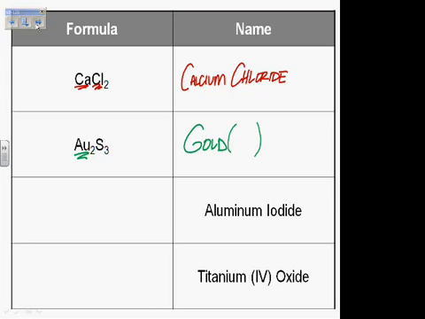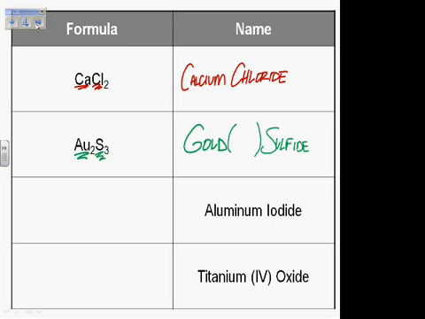Then let's go back and name the anion. We have sulfur. Sulfur, when it changes to an ion, is called sulfide. It's a -2 charged ion. So what is going to be the charge on the gold ion? We need to kind of work backwards here to look at this one and figure out what Roman numeral we need to use.